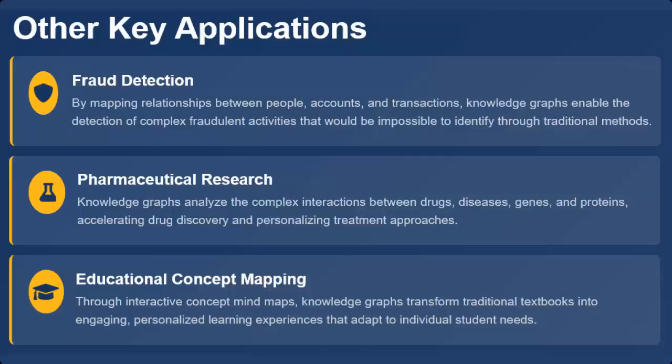Graphs can help detect transaction fraud rings and other sophisticated scams by looking at entities, people, accounts, and transactions performed by and between them. In drug research and discovery, knowledge graphs are helping with storing and analyzing complex relationships and interactions between drugs, diseases, symptoms, genes, proteins, and so on.